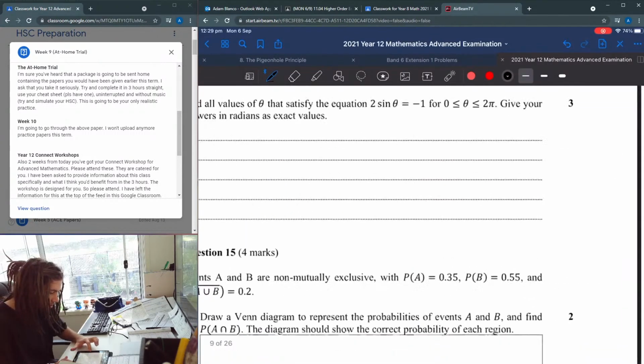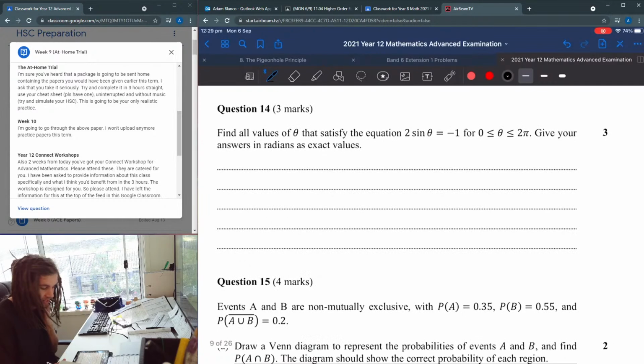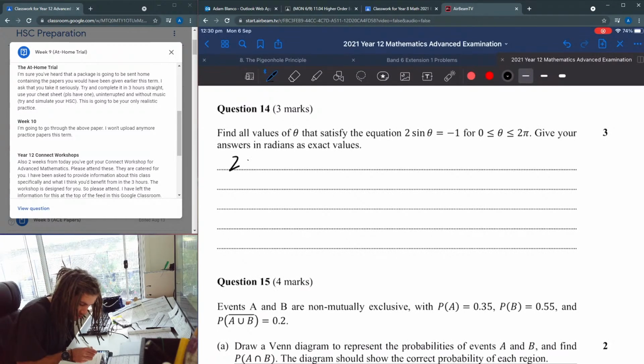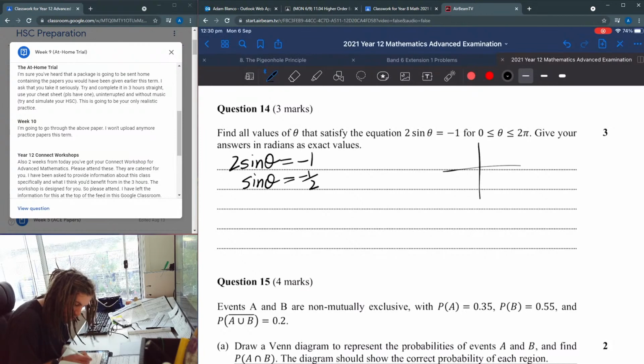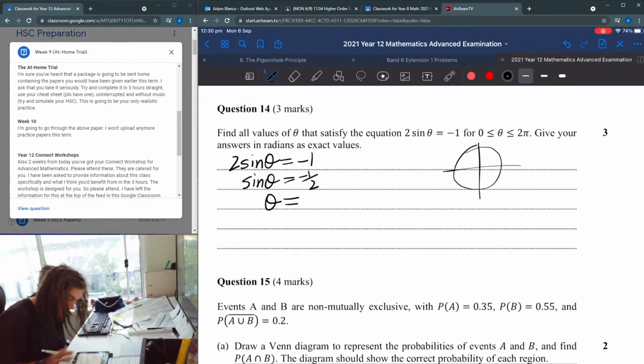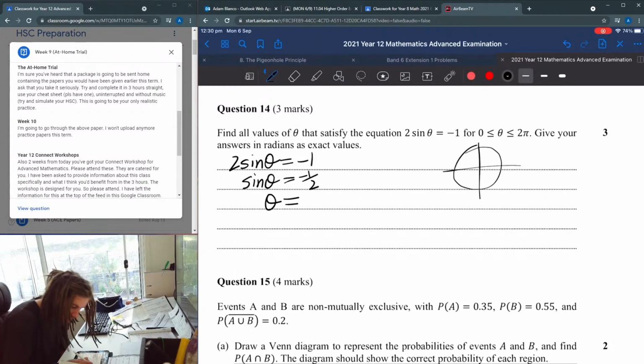Anyway, all right. Find all the values of theta that satisfy that. So 2 sine theta equals -1, sine theta equals -1/2. So then I draw my quick circle. When does sine equal half? Well, that's at 30 degrees. This is in radians, so pi on 6. Radians, sorry.